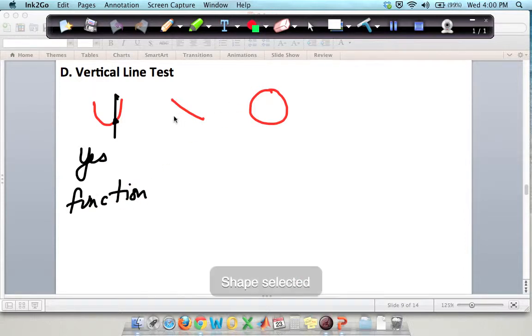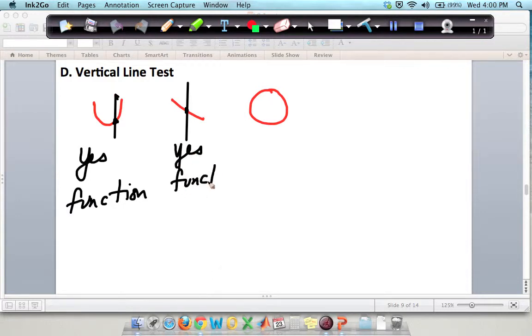Okay, so let's do the same thing. Let's draw a line here. It only hits once, so again, this is a function. And then for the circle, if I draw a vertical line, it doesn't matter where you put it, you can't avoid hitting twice. If you can hit twice, then that automatically tells you it's not a function. So when I draw a vertical line, it hits twice, which means my x value repeats. If this is x is 1, this is also x is 1. So this is not a function.